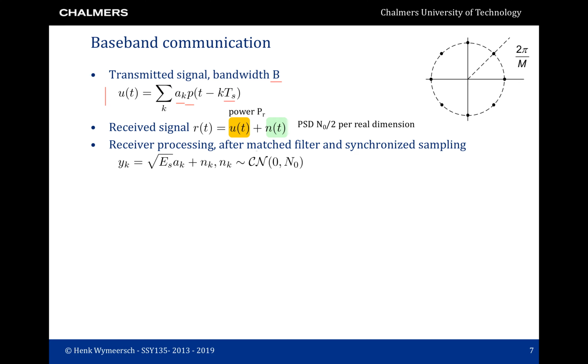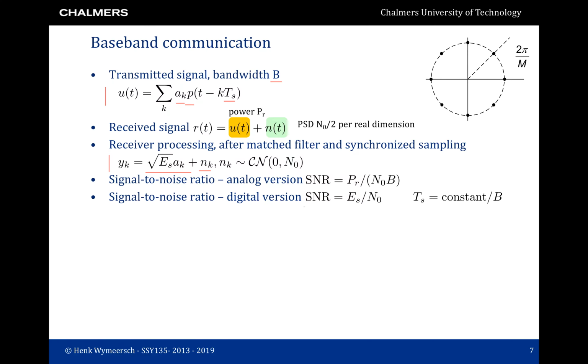The receiver will then apply a matched filter matched to the transmit pulse, which, if it is well designed and we do synchronized sampling, we obtain an intersymbol interference-free observation Y_k. Y_k is a complex number equal to the transmitted symbol up to a scaling and noise. This noise is just traditional complex Gaussian, zero mean, variance N0. We can then define 2 signal-to-noise ratio metrics, the analog version, which is the received power divided by the noise power spectral density times the bandwidth, or the digital version where the SNR is Es, the energy per symbol, over N0. These two are in fact equal given that Ts is a constant over the bandwidth.